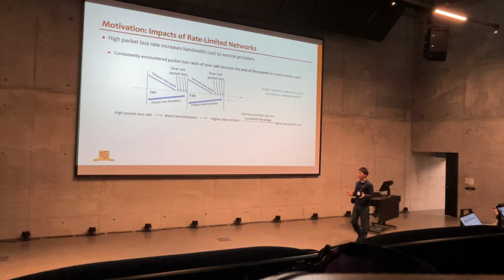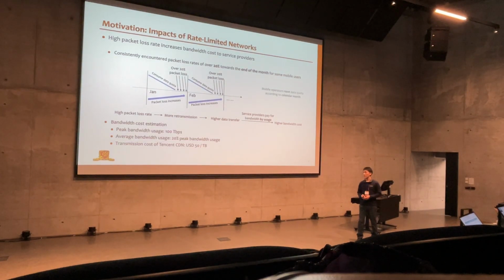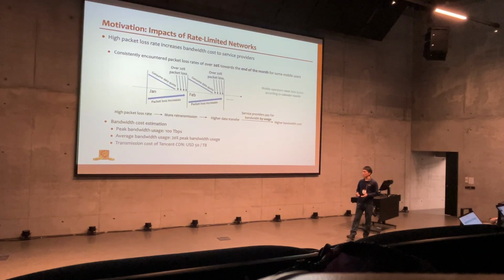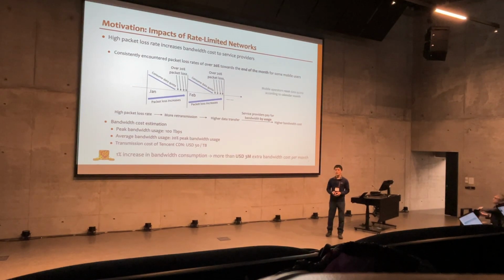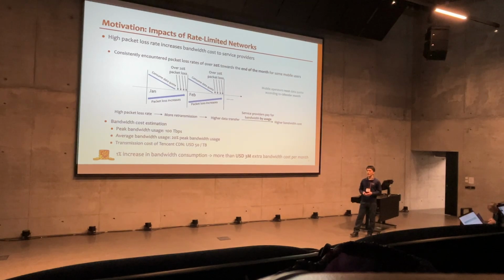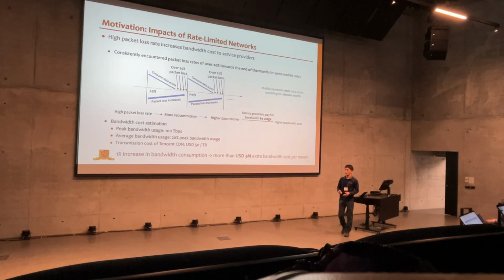The high packet loss rate can lead to high data transfer, and bandwidth costs are incurred for each packet transmitted and retransmitted, so high data transfer leads to higher bandwidth costs. Let's make a simple calculation. Our service provider has a peak bandwidth usage of 100 terabits per second, and we assume the average bandwidth usage is 20% of the peak. A mere 1% increase in bandwidth consumption can lead to more than $3 million in additional bandwidth cost per month. So we need to take care of rate-limited mobile networks.